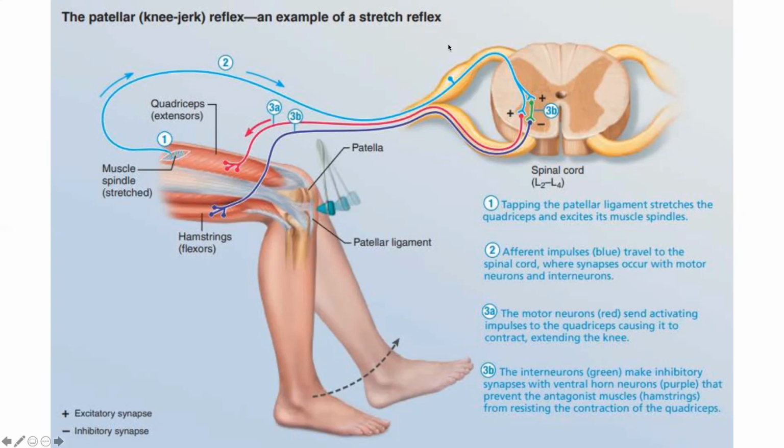But at the same time, this sensory neuron will act on an interneuron, and that interneuron will act on another motor neuron, which is colored purple, and that motor neuron will have an inhibitory effect on the hamstring muscle, which is the antagonist to the quadriceps. And because of the inhibition of the hamstring, there is less restriction, and there will be sudden extension of the knee.